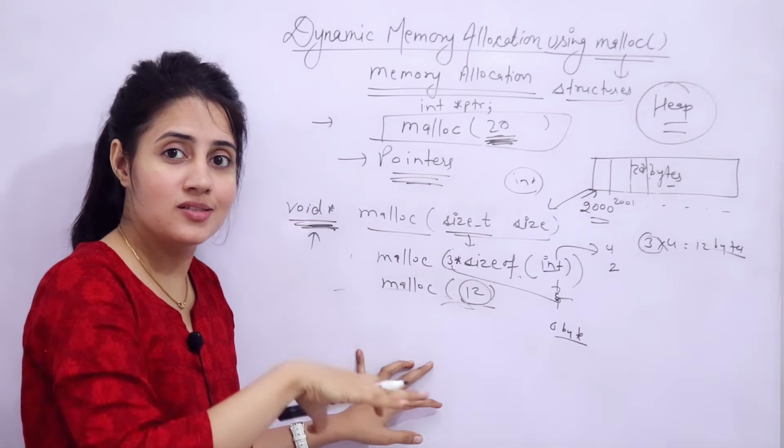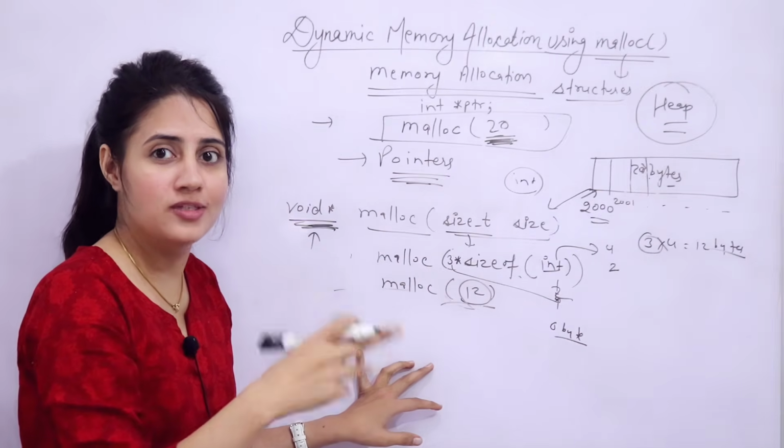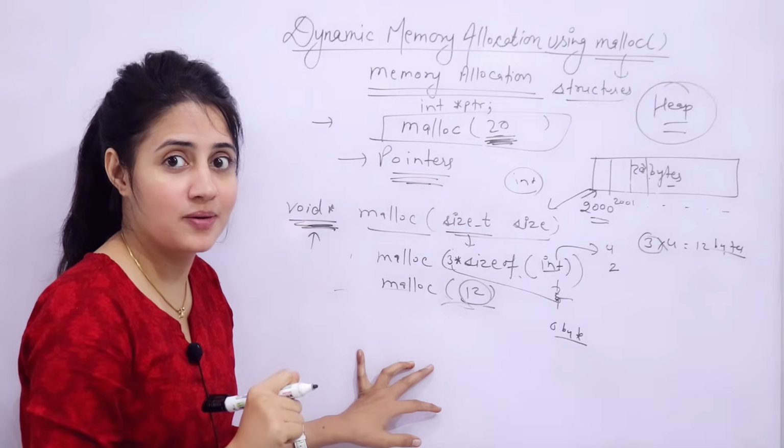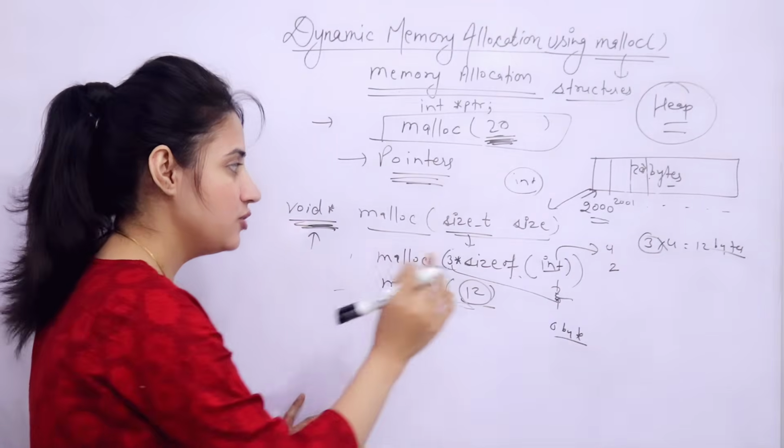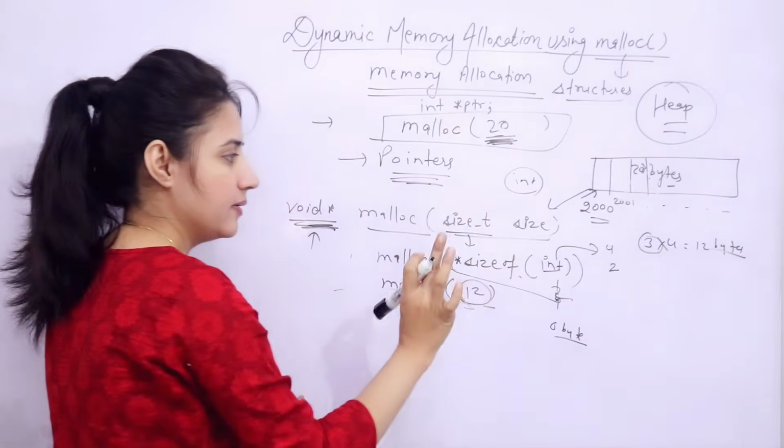And to remove this drawback, wastage of memory, we use dynamic memory allocation. So we cannot waste memory. Memory is a very crucial resource. That is why we use sizeof and int here.